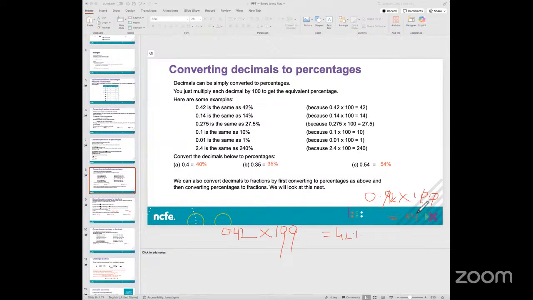Now, you might get a question in your mind: what if I had a number like 0.3 or 0.5, say for example 0.420, and how would I convert this? This is also a decimal.